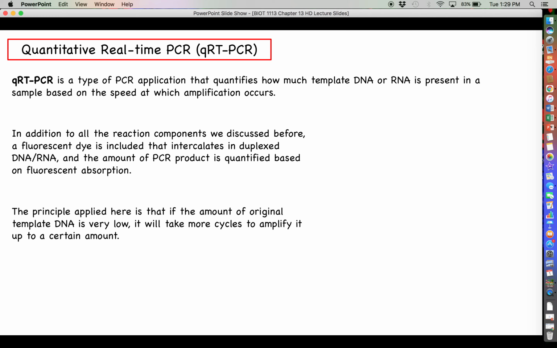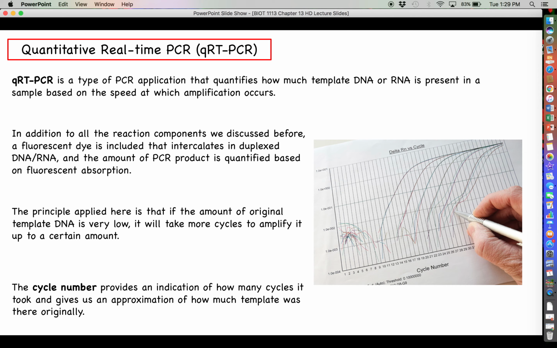The basic principle that we're applying here is that if the amount of original template DNA is very, very low, it's going to take more and more PCR cycles to amplify it up to a certain amount. Whereas on the other hand, if the amount of template DNA is much higher, it's not going to take quite as many cycles to get up to that same amount.